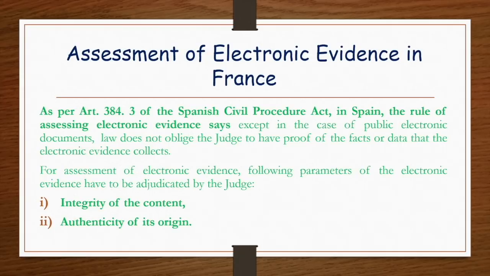For assessment of electronic records, two parameters of electronic evidence have to be adjudicated by a judge. One is the integrity of the content, and another is the authenticity of its origin. So these are the two hallmarks of assessing electronic records in the law prevalent in France.